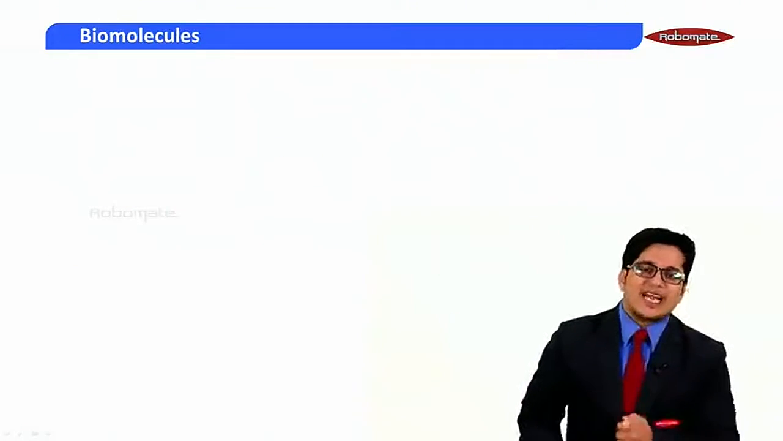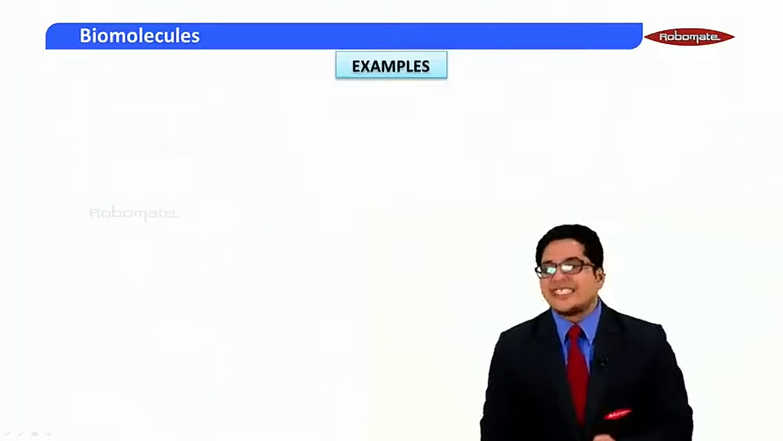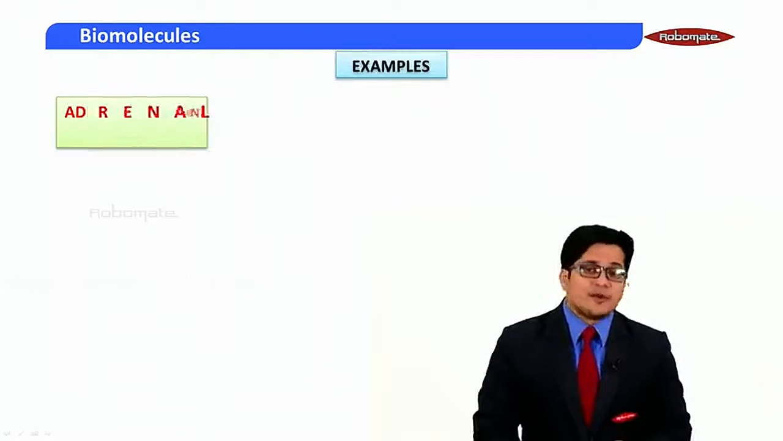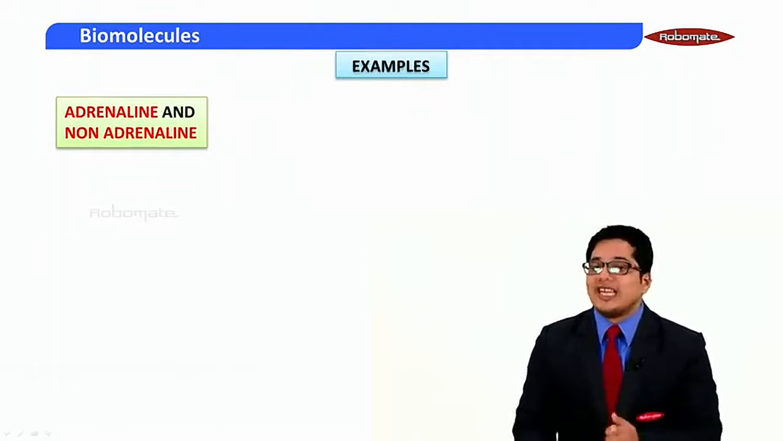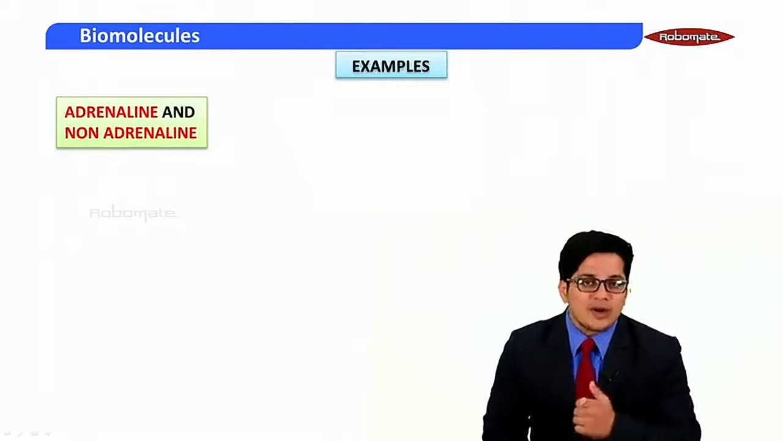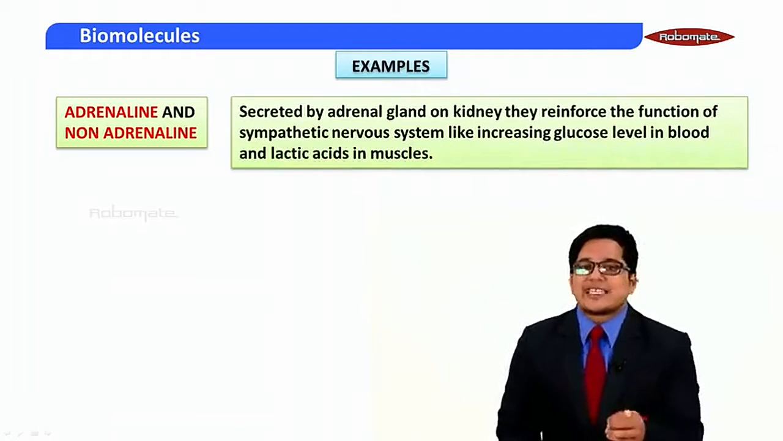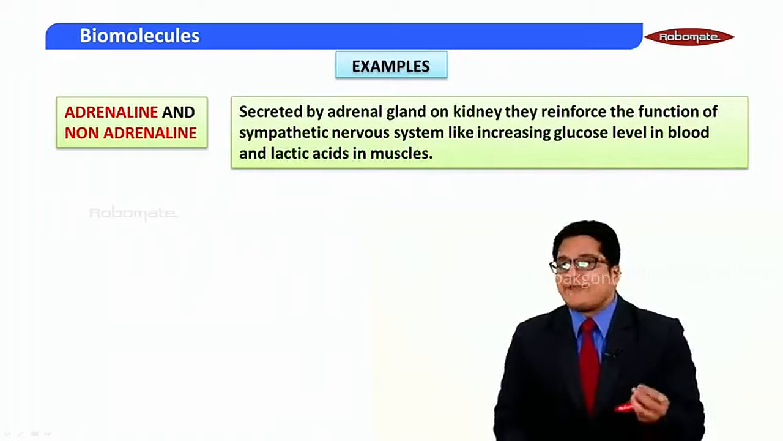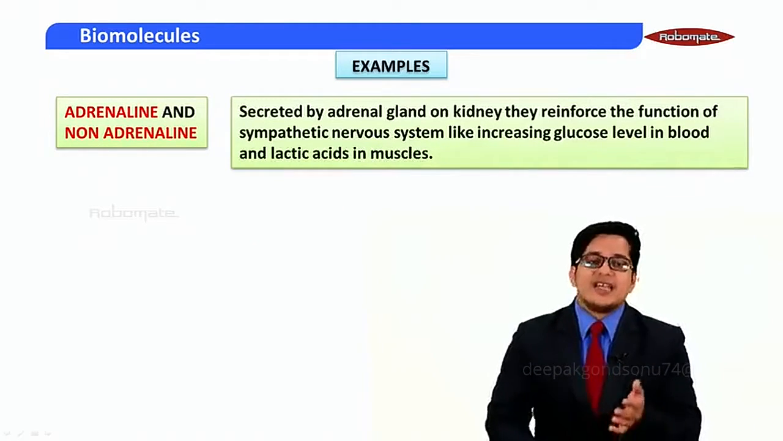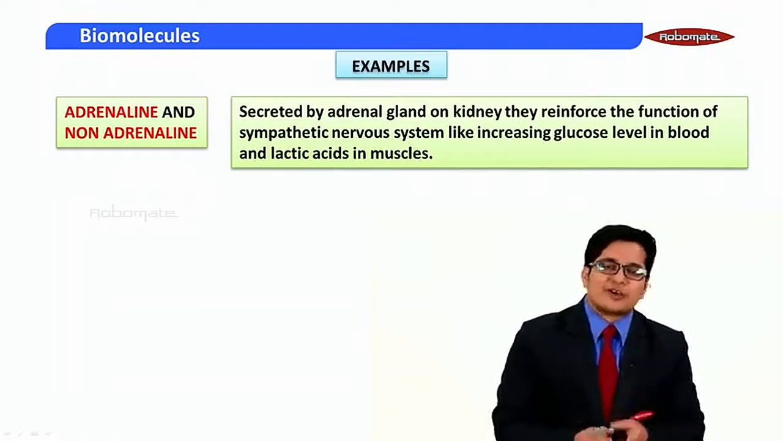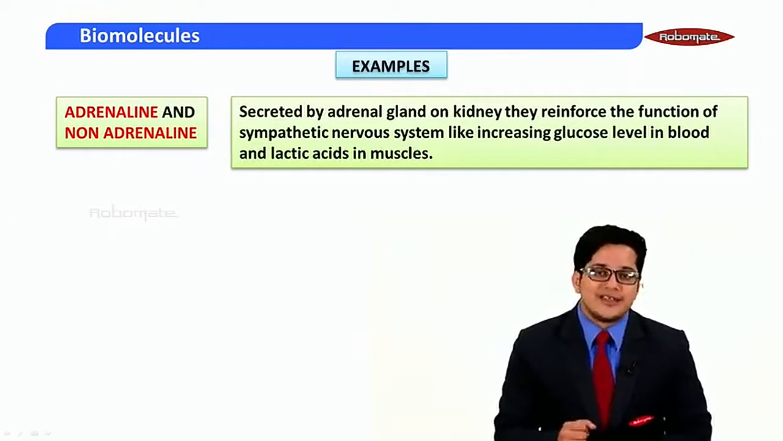Now, let's understand a few more points regarding hormones. Let's see their examples. The first hormone which we are going to study is adrenaline and noradrenaline. Let's see how they work. They are produced by the adrenal glands on the kidney, and they reinforce the functions of sympathetic nerves, like increasing the glucose level in the blood and lactic acid in muscle.